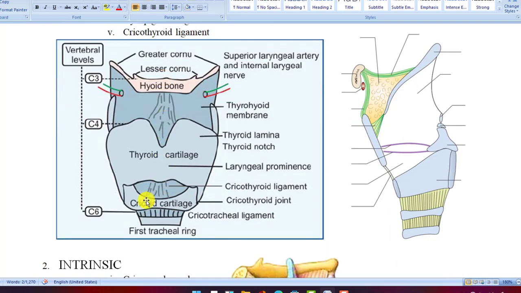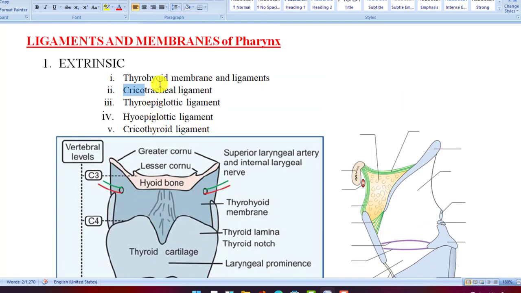Then there is the cricotracheal. Crico means cricoid cartilage, this one, and trachea. So in between the cricoid cartilage and the trachea, there is a membrane, there is a ligament which is called the cricotracheal ligament, and it is shown here, right? This is the cricotracheal membrane or cricotracheal ligament. So in between the trachea and cricoid cartilage, there is the cricotracheal ligament.